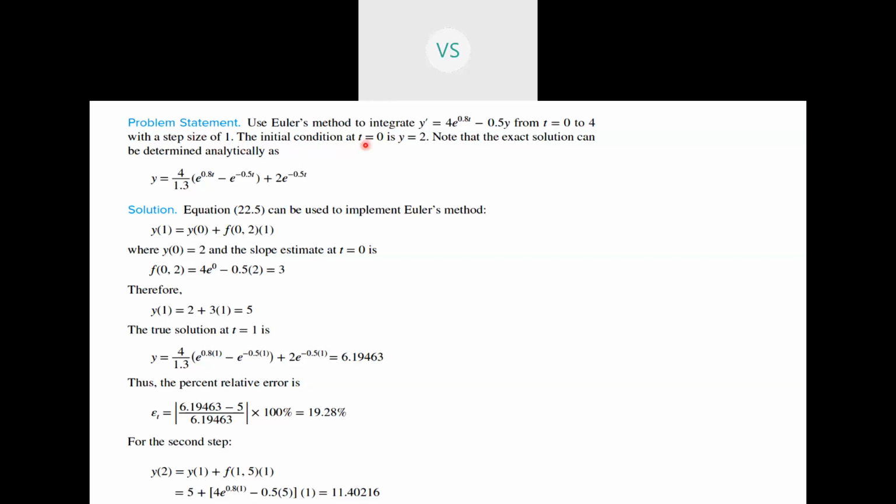Some initial condition is given to you. At time t is equal to 0, y is equal to 2. This is the condition given to you.